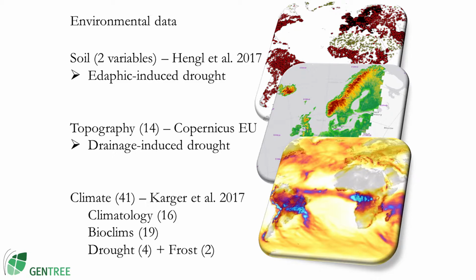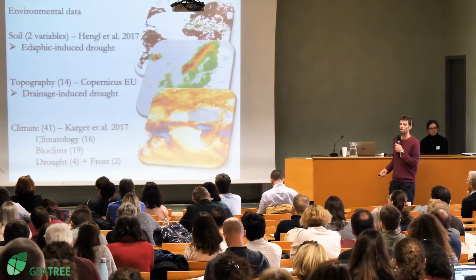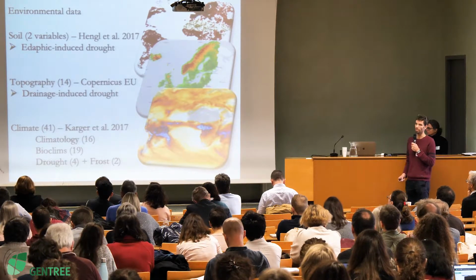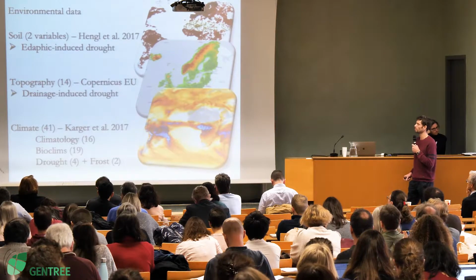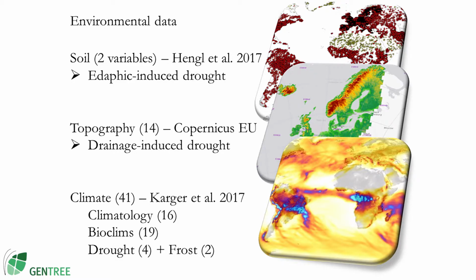We used 3 main environmental data sets to characterize the environment. The first is the SoilGrids data set, using 2 different variables: the available water capacities at 2 different soil horizons, superficial versus deep. The goal is to track signals of edaphic-induced drought. The second package is the topography, using the Copernicus European Digital Elevation Model. Here we want rather to capture the drainage-induced drought, so the drainage effect, plus the radiation and the macro-topography in terms of protection and wind desiccation.